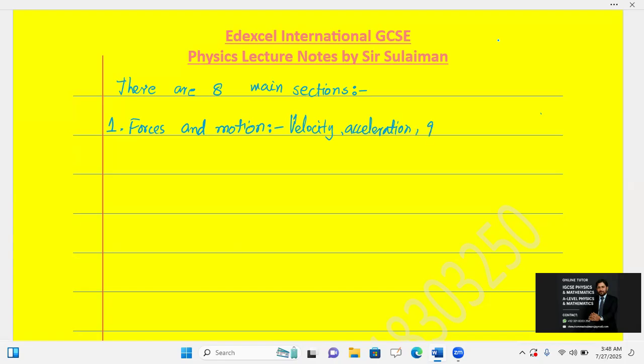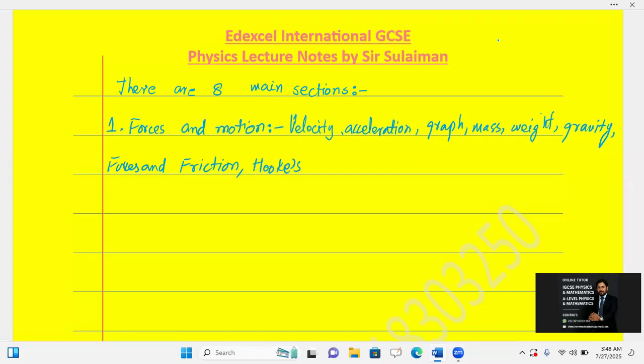Velocity, acceleration, their graphs, mass, weight, and density, and gravity. After that, I will say here forces and friction. Forces and friction should be taken into account, and center of gravity and stopping distances, Hooke's law, terminal velocity.